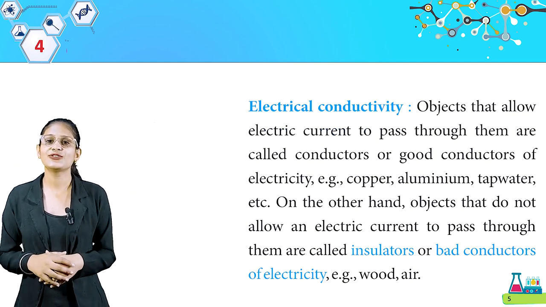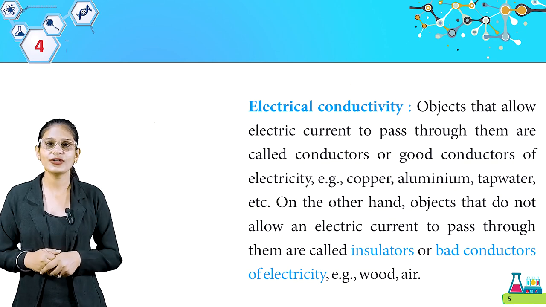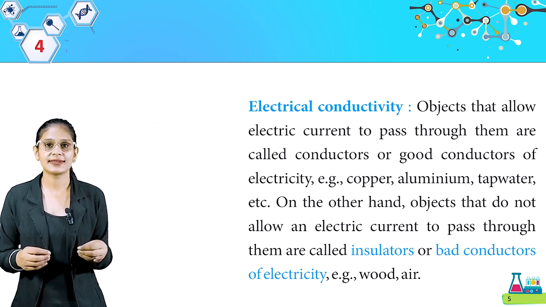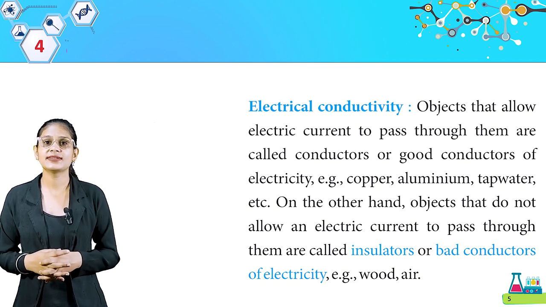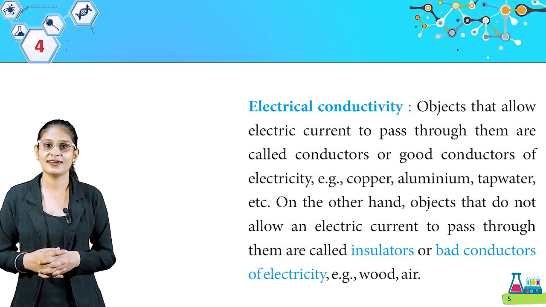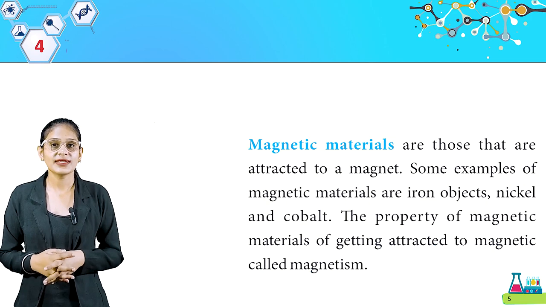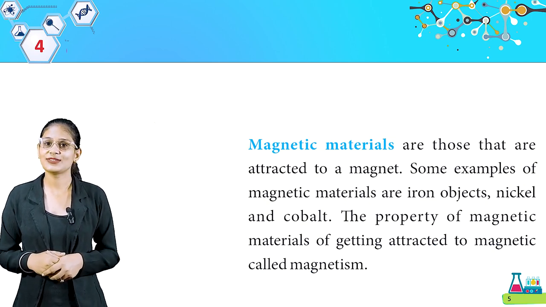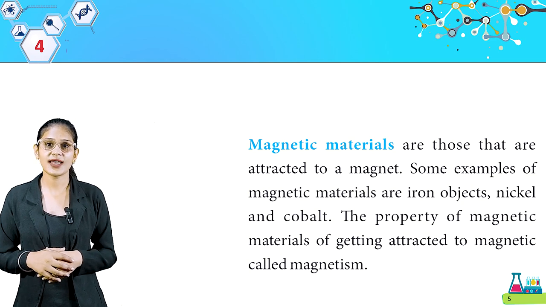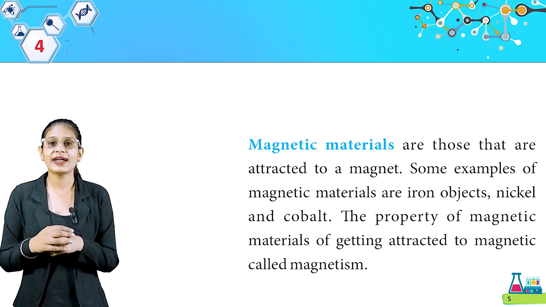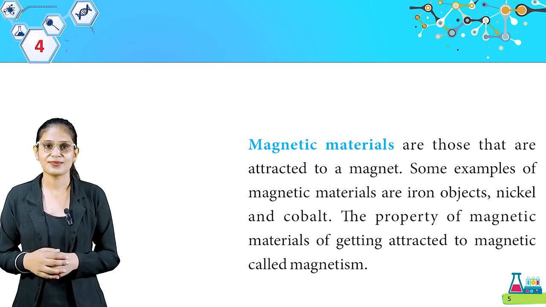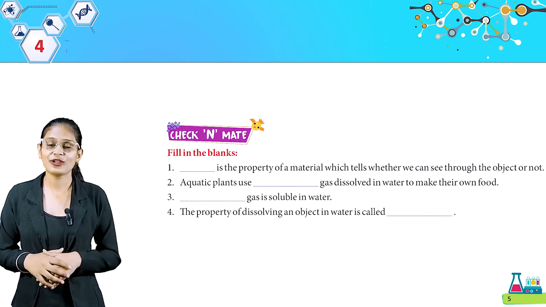Here, electrical conductivity. Objects that allow electric current to pass through them are called conductors or good conductors of electricity. Example, copper, aluminium, tap water, etc. On the other hand, objects that do not allow an electric current to pass through them are called insulators or bad conductors of electricity. Example, wood, air. Here are magnetic materials. Magnetic materials are those that are attracted to a magnet. Some examples of magnetic materials are iron objects, nickel and cobalt. The property of magnetic materials of getting attracted to a magnet is called magnetism. Here again we have Check and Mate, so you can do it by yourself.